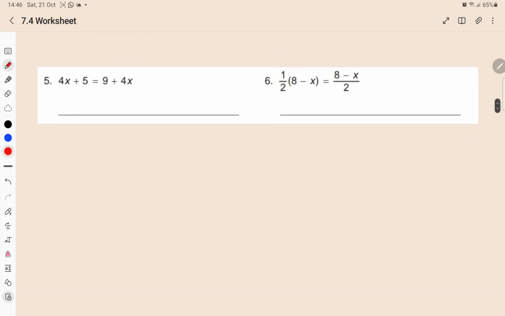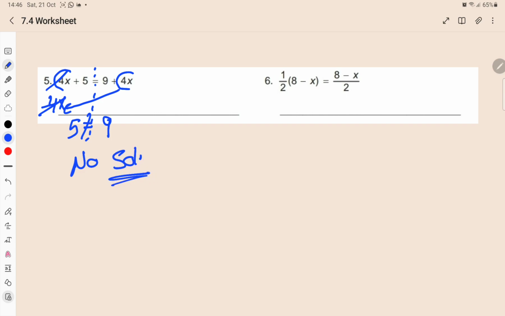Very good. Pause the video and try to solve 5. 4x plus 5 equals 9 plus 4x. Like terms, 4x and 4x. If you notice, they would cancel each other. Why? Because 4x would move to the left, negative 4x. Cancel, cancel. 5 equals 9. Does it make sense? No. So no solution. Very good.